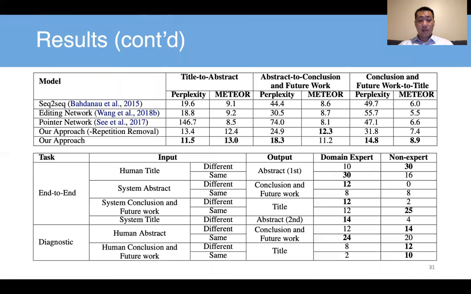Okay, so this is a quantitative analysis of their performance. You can see they compare with a sequence-to-sequence model, a pointer network, an editing network, and they also compare with themselves without this repetition removal, and the ultimate approach achieved the smallest perplexity and the highest METEOR, right? So they got the best performance among all the baselines.